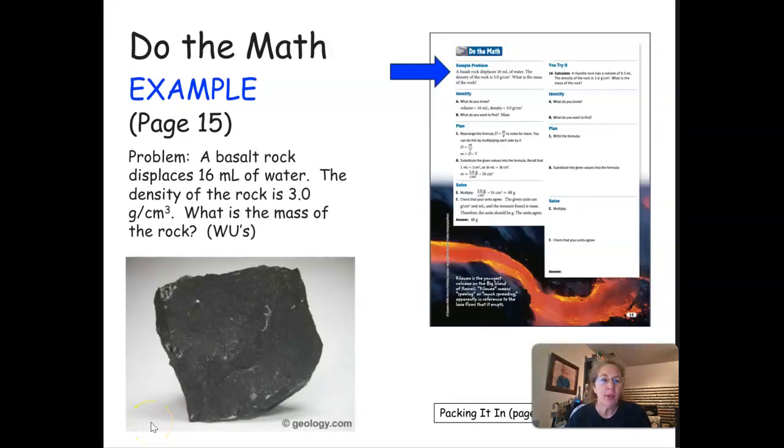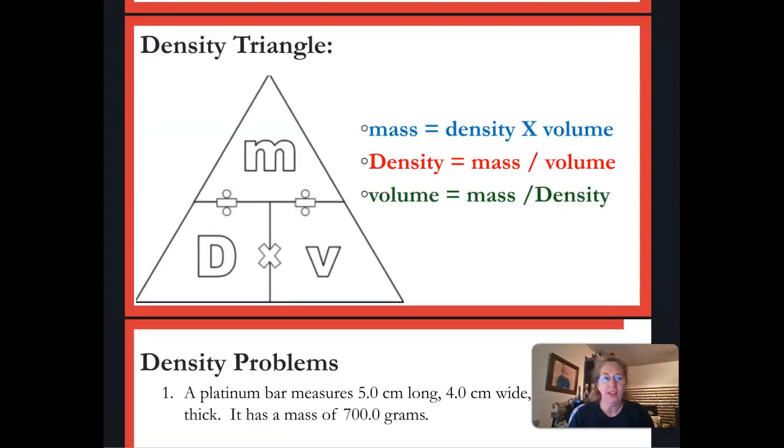So for this problem, you are calculating the mass. And so this is where that density triangle is going to come in handy. So I just pulled up somebody else's PowerPoint so we could look at their triangle. If we want to determine the mass, that's up here, then what we're going to do is take density times volume. If I wanted to find the volume, then I would take mass divided by density. So the line across here is divide, and the line down here is multiply.